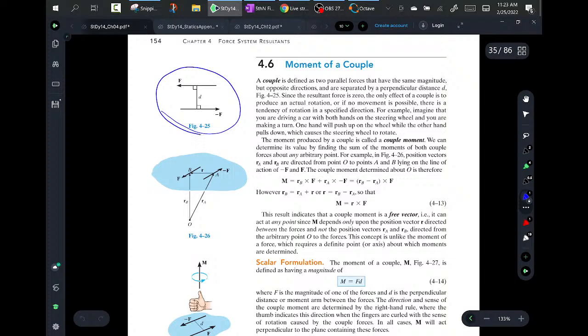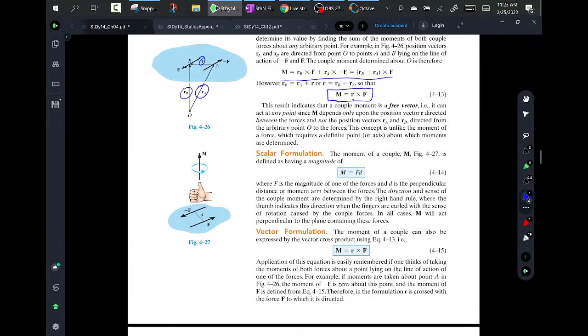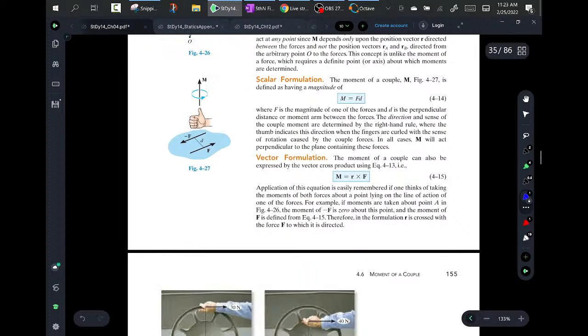So now that you've seen it mathematically, you know it doesn't matter where you place it. So if you do this moment together, you get that. Doesn't matter what RA, RB is. It just matters the distance between. So when you have a couple like that, all you have to do is come up with the moment. That moment can be placed anywhere.